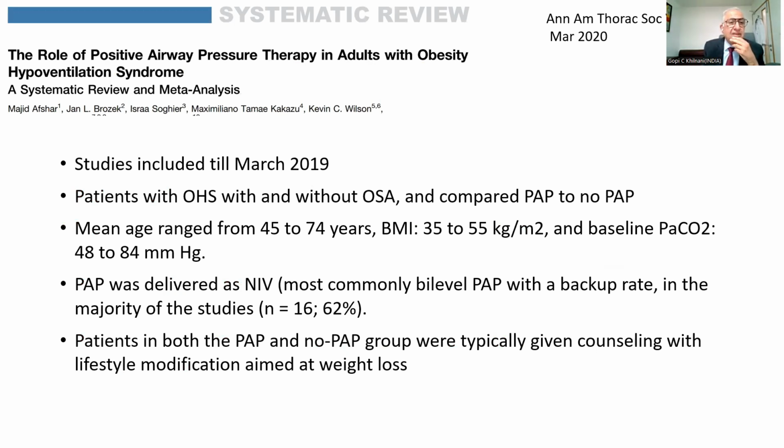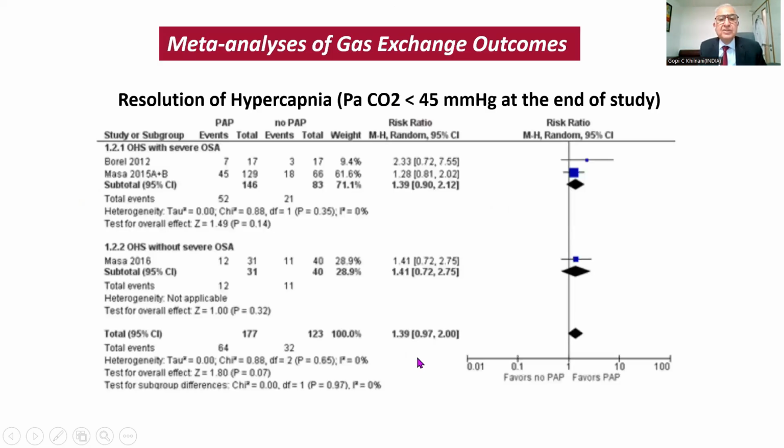Now, this is a study published in the Annals of the American Thoracic Society in the year 2020. It included a large number of patients with OHS, with or without OSA, and compared PAP to no PAP therapy. The age group is 45 to 74. PAP was delivered as NIV, most commonly bilevel positive airway pressure. Patients in both the PAP and no PAP groups were typically given counseling with lifestyle modification.